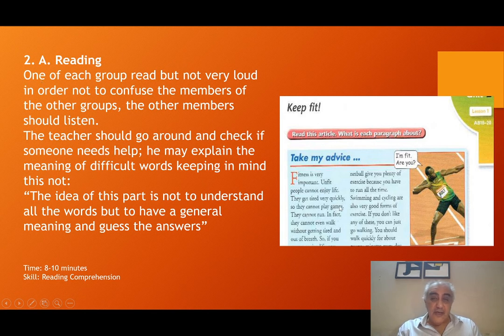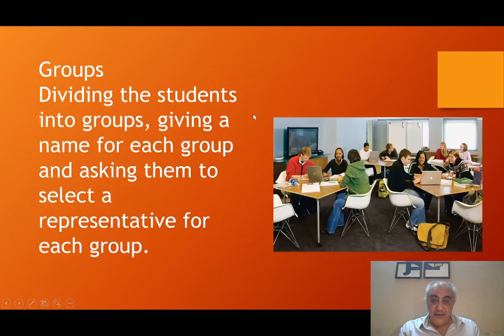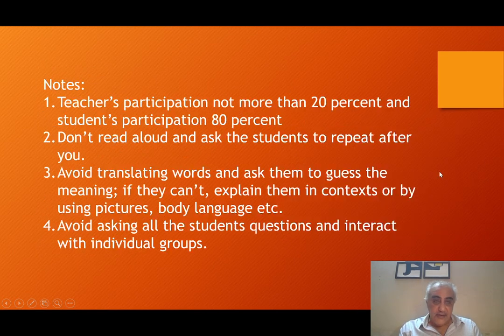So what you are going to do here: one student in each group reads, but not very loud. Now we go around. One of the students will read, but not very loud, in order not to confuse the other members of the group. His voice level has to be heard by the members of his own group, so as not to confuse the other groups. Okay, this is my idea.